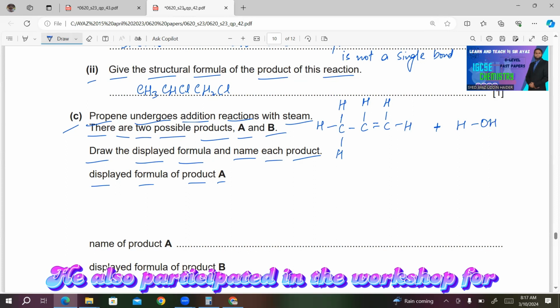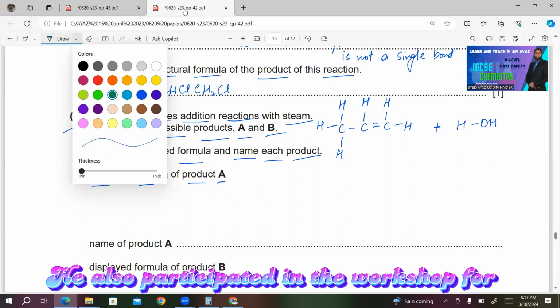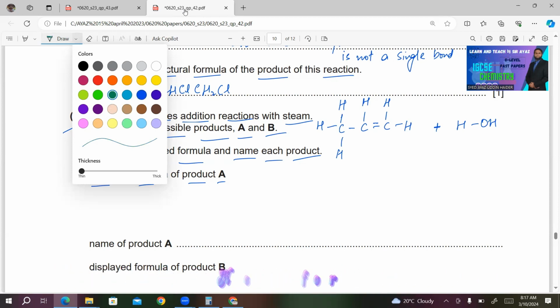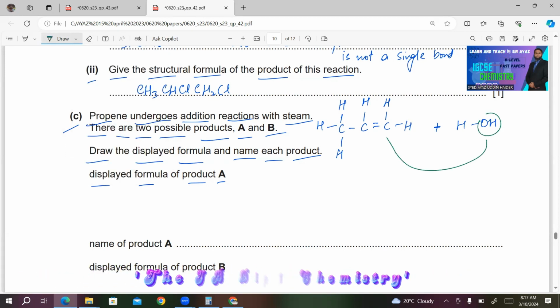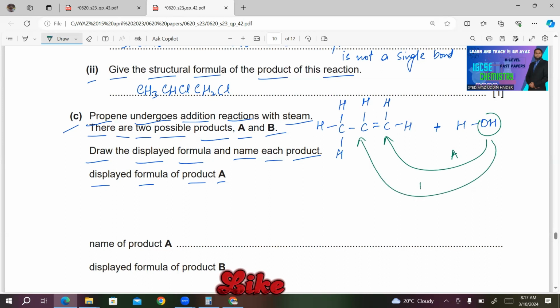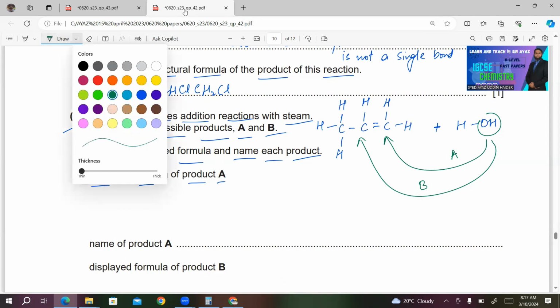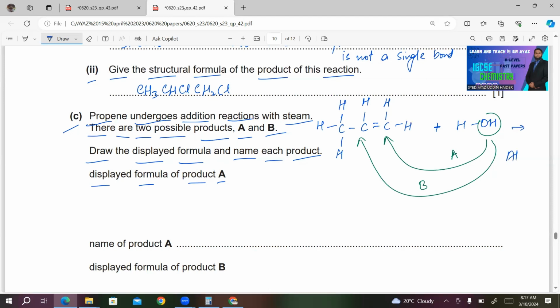This steam will form a bond with this propene, producing products with 2 possible structures. Either this OH will attach to this carbon, situation number 1, I will write it here, or it will attach to this carbon. This will be B. The hydrogen will definitely attach to another carbon atom at the same time, forming the addition product. The addition product is known as an alcohol. In this case we will get propanol.